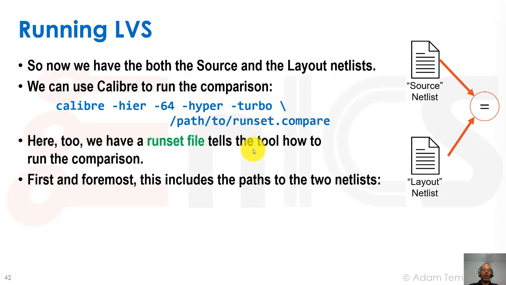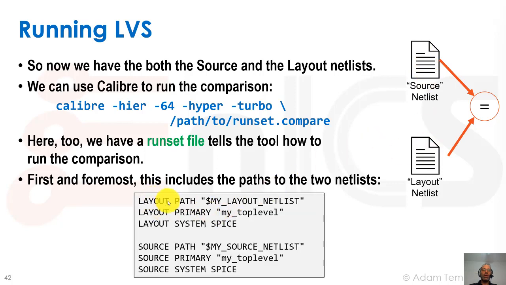Okay, so again, we have a run set file that tells the tool how to run the comparison, and this includes now the paths to the 2 netlists. Before, in extraction, we just had to give it the path to the GDS. Now we have to give it both the source netlist and the layout netlist. So how we do it is with layout path and source path. The layout path will point to the layout netlist. The source path will point to the source netlist. They both have the same top level name, and they're both in SPICE.